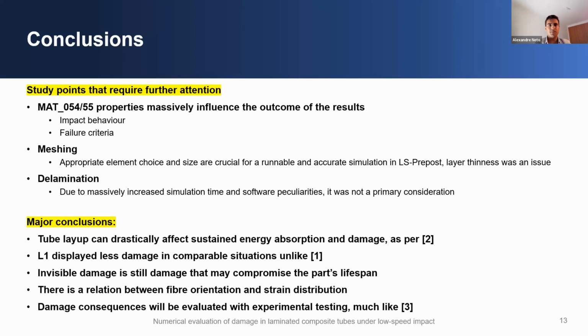But the major takeaways of this study are that the layup can drastically affect sustained energy absorption and damage, as per author 2, that L1 displays less damage in comparable situations, unlike what author 1 said previously, that invisible damage is still damage, and that may compromise part lifespan, that there is a relation, as we've seen before, between fiber orientation and strain distribution, and its consequences will be evaluated with experimental testing, much like author 3.